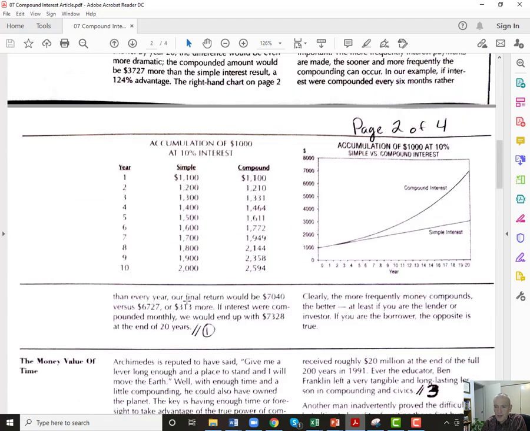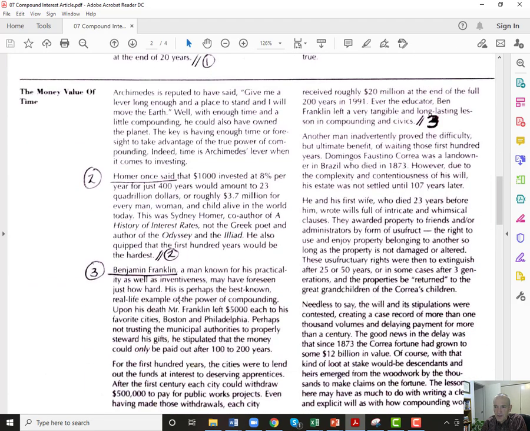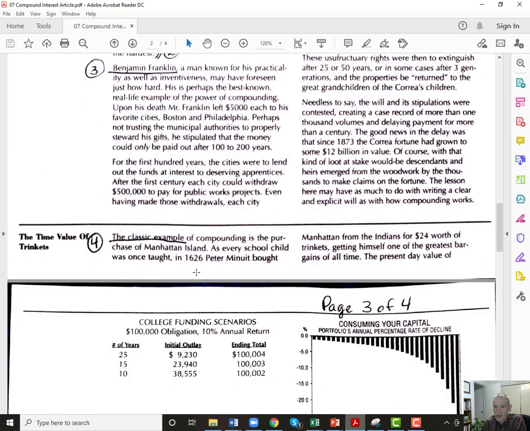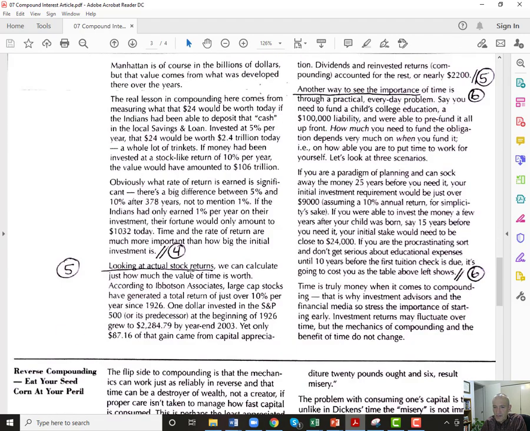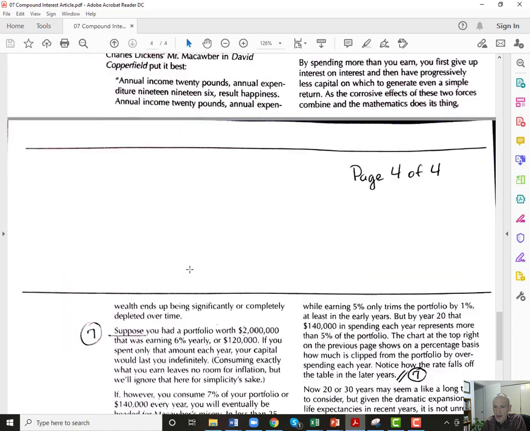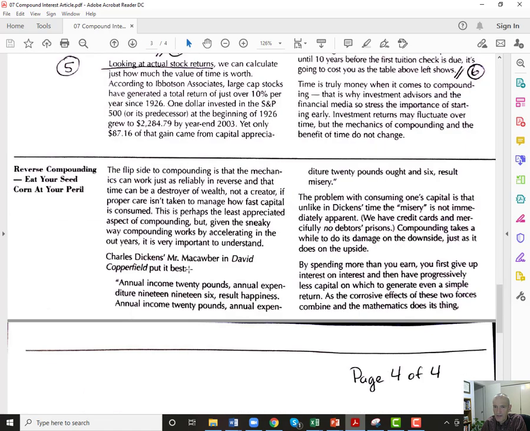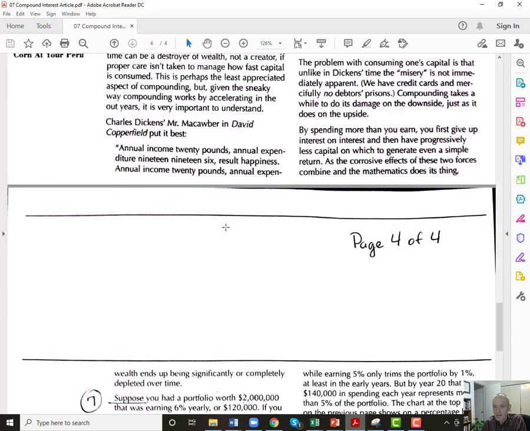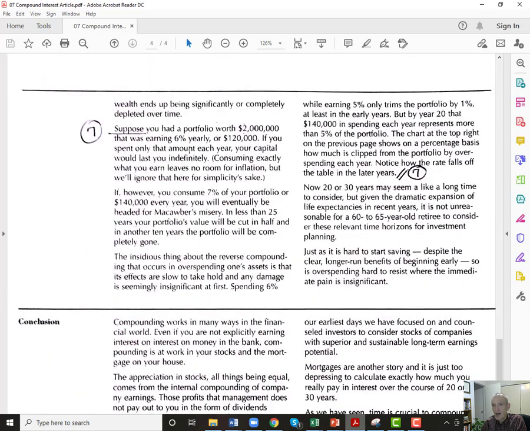I want to work a couple of them. Some of them are, especially this Ben Franklin one, I really like it. It's a really interesting one. But you should look at them. He talks about compounded interest and how powerful that is. He also talks about the opposite side of that, which is the decompounding of interest.